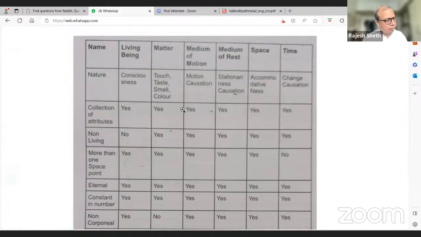For Pudgal Dravya, I noticed you've got touch, taste, smell, color. What about hearing or sound? Sound is again a quality of the Pudgal Dravya only. But when we talk of specific attributes through which we can identify matter, then we say only these four qualities. There are innumerable qualities of matter, but now we are talking from the perspective of how we can identify this substance.